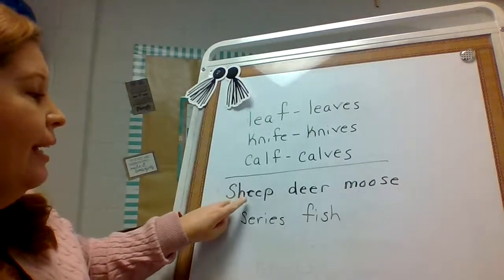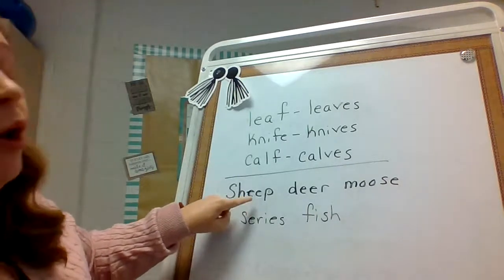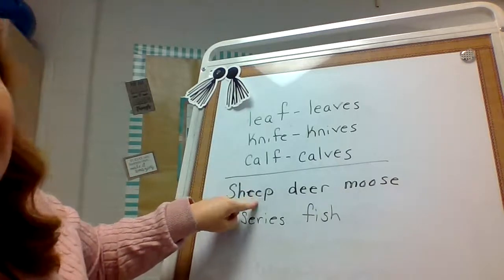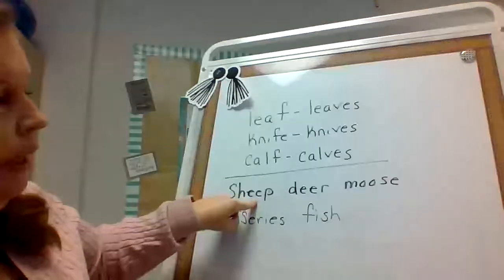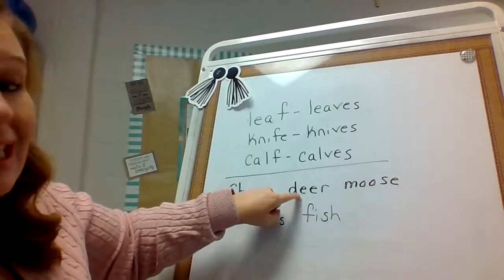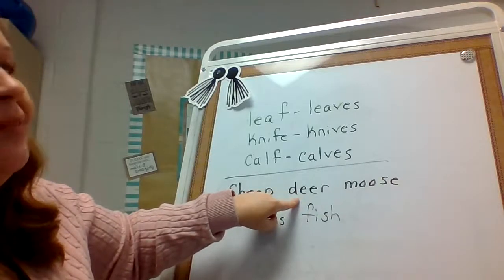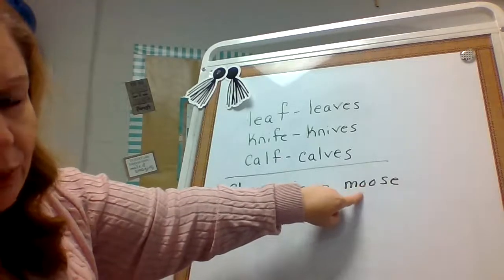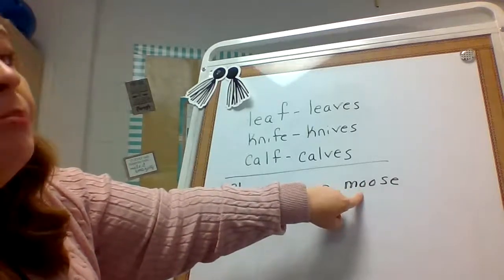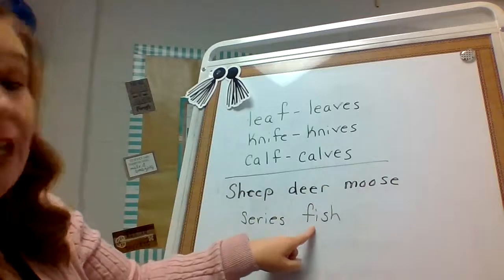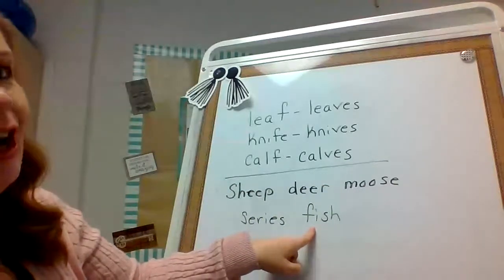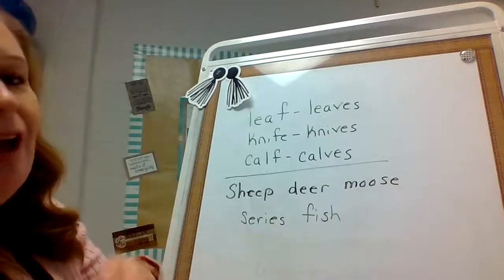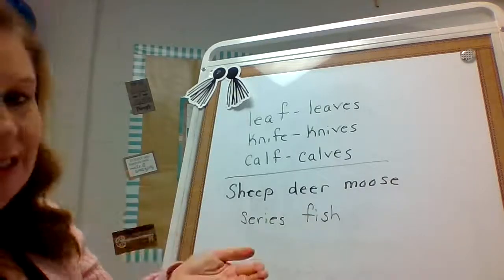Okay. I can have one sheep or 10 sheep, but I have sheep. I can have one deer or 10 deer, but I have deer. Okay. I can have one moose or 10 moose, but I have moose. Okay. Fish, I can have one fish or 10 fish, but I have fish. I don't have fishes. Okay.